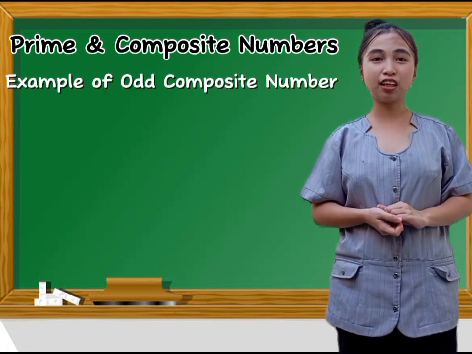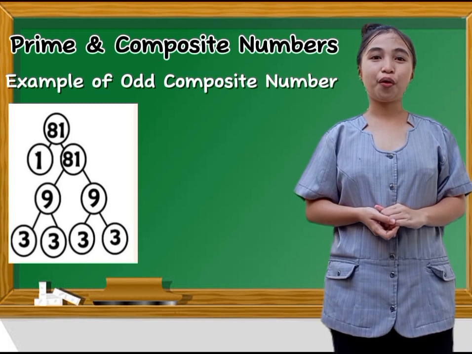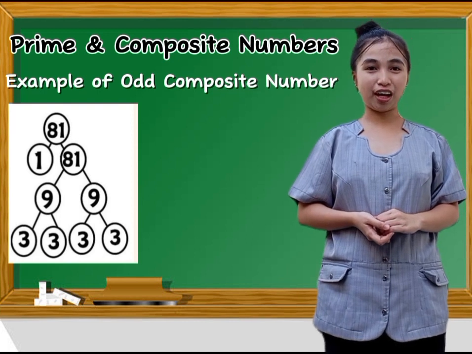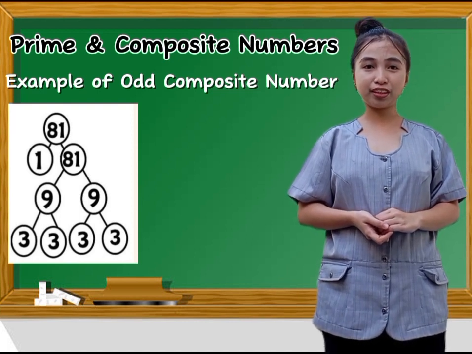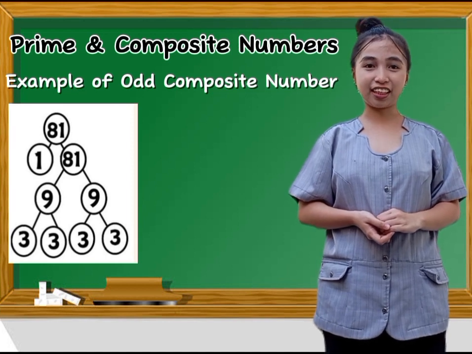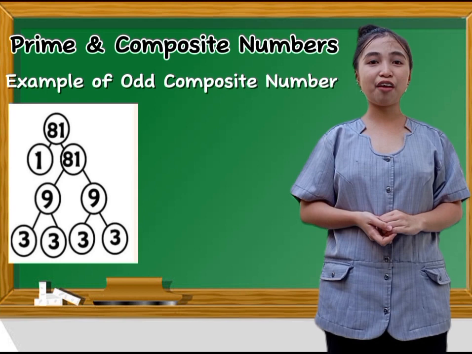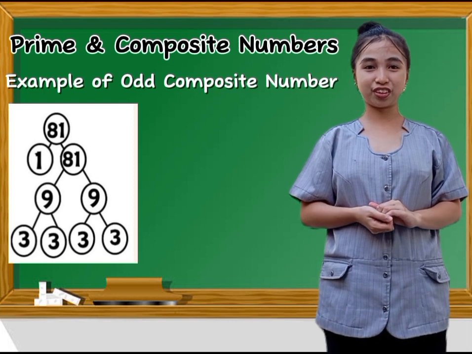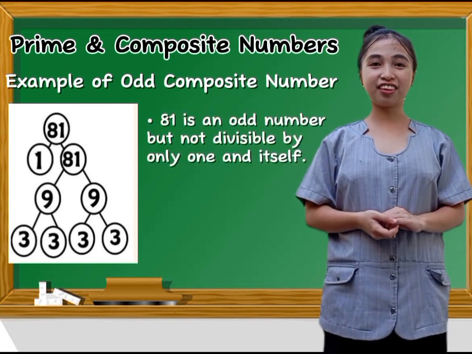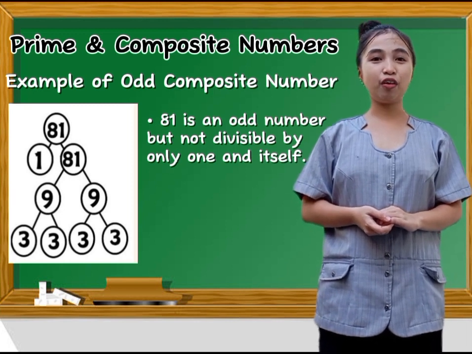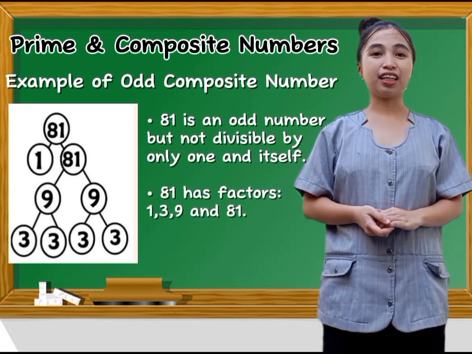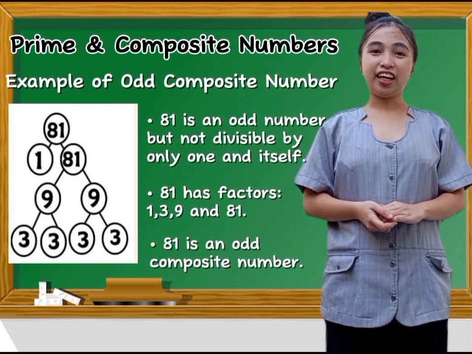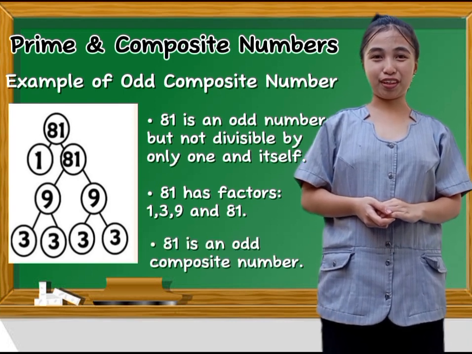The example of the odd composite number is 81. When using factors, the factors of 81 are 1 and 81. And if we get the factors of 81, we have 9 times 9. If we factor 9, we have 3 times 3. So 81 has so many factors. 81 is an odd number but not divisible by only 1 and itself. 81 has factors 1, 3, 9, and 81. Therefore, 81 is an odd composite number.